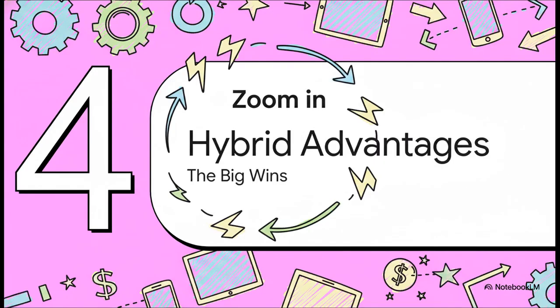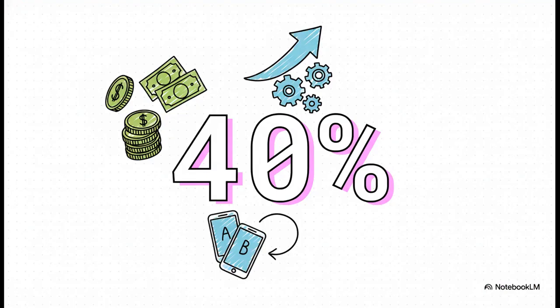All right, now that we've seen the side-by-side, let's zoom in on the specific advantages that are making so many businesses choose the hybrid route. Let's start with the one everyone cares about: money. Because you're reusing that same code across both platforms, you could see your development costs drop by up to 40%. For a startup, that's not just a nice saving, that is absolutely massive. That could be the difference between launching and never getting your idea off the ground.